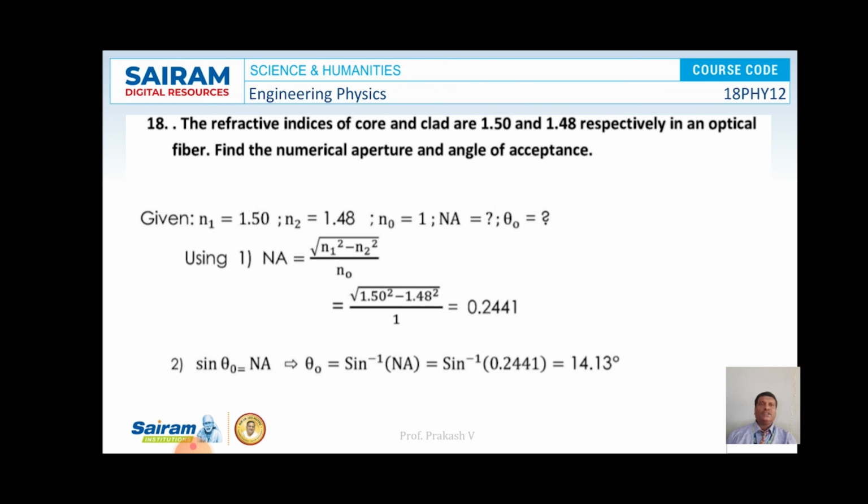We know that NA is equal to square root of (N1 square minus N2 square) by N0. So that is nothing but square root of (1.5 whole square minus 1.48 whole square) by 1. So the simplified value of NA is 0.244. That is the value of NA. Further, we know that sin theta naught is equal to NA. That is the cone acceptance angle theta naught is equal to sin inverse NA, that is sin inverse 0.2441. So on simplification, the value of theta naught is equal to 14.13 degrees.